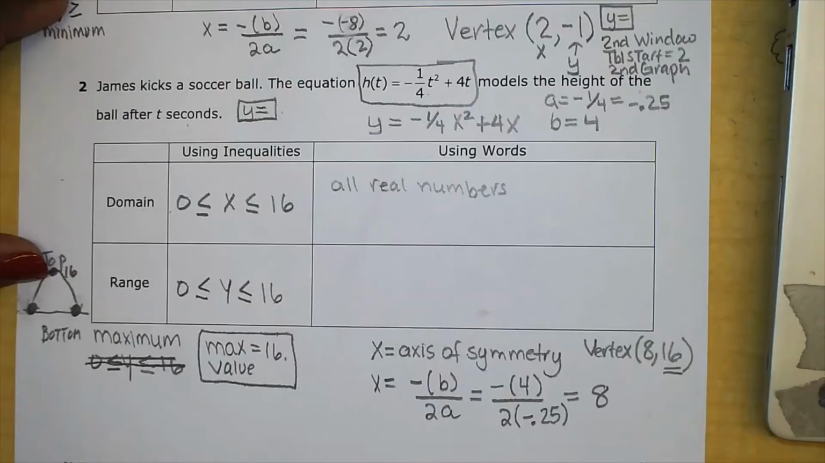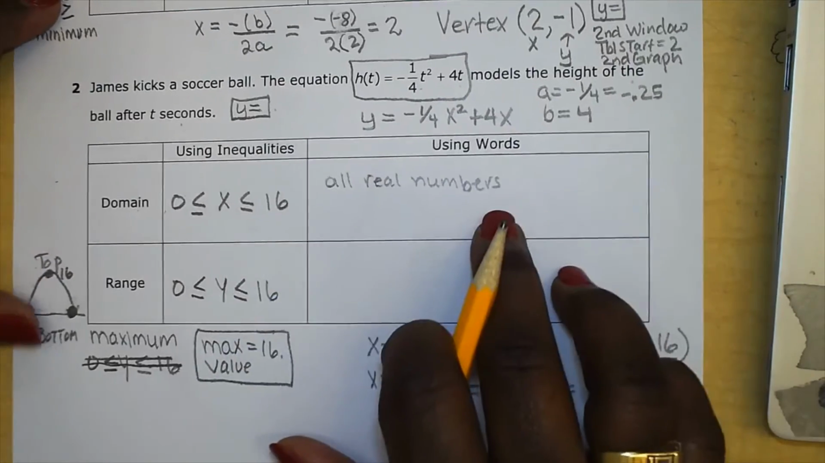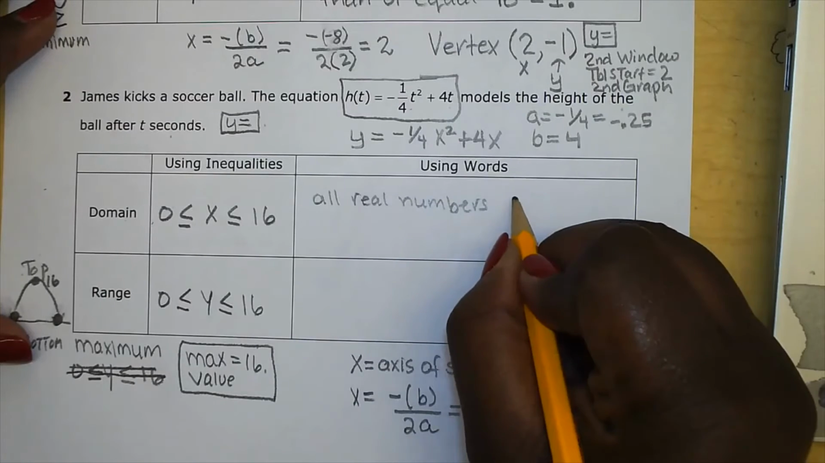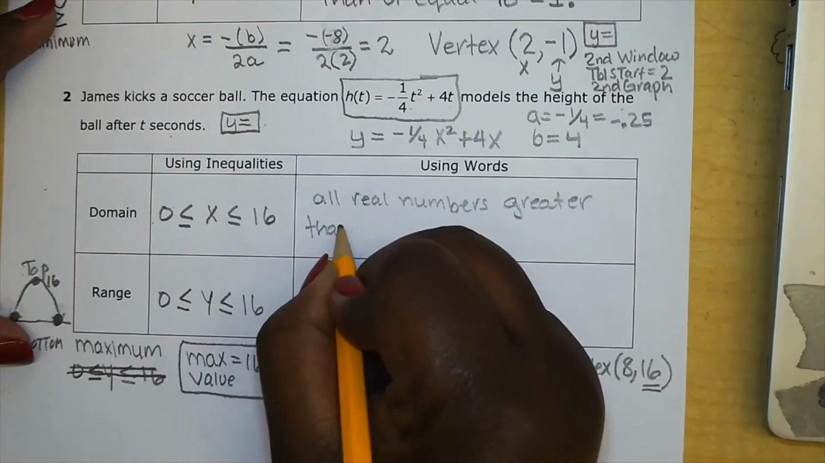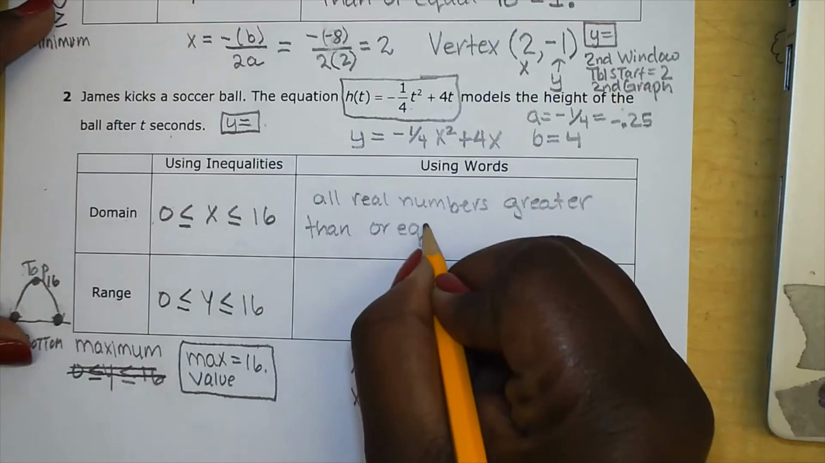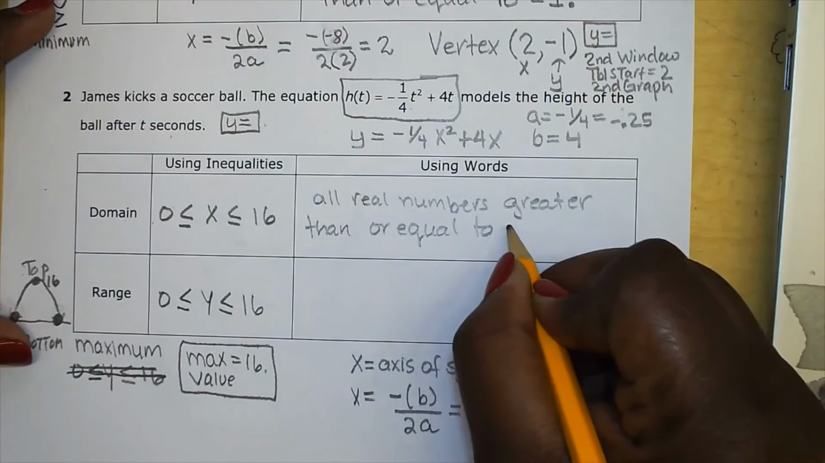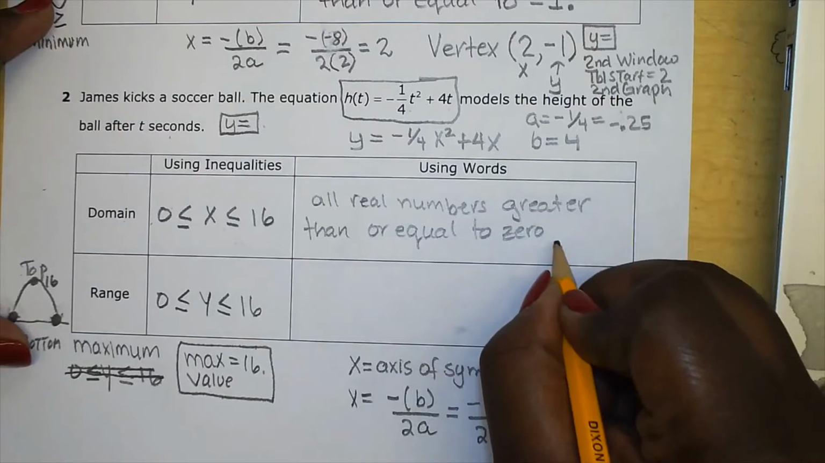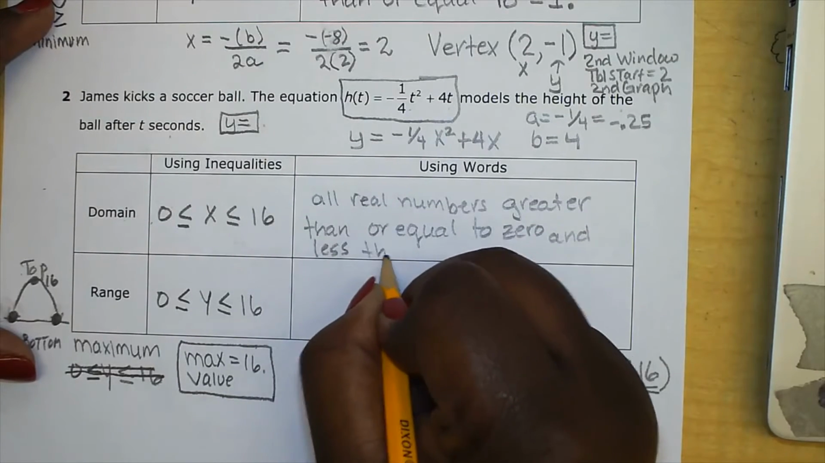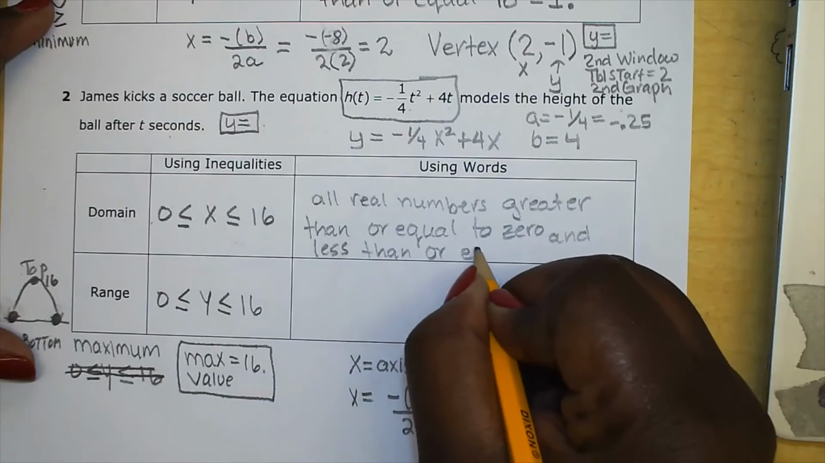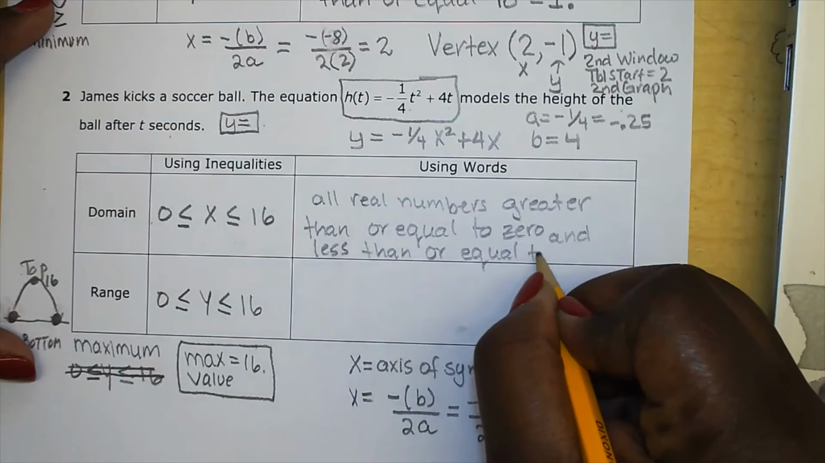Good morning. Where was I? Okay, all real numbers greater than or equal to 0 and less than or equal to 16.